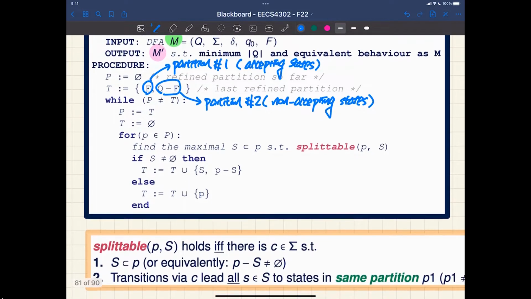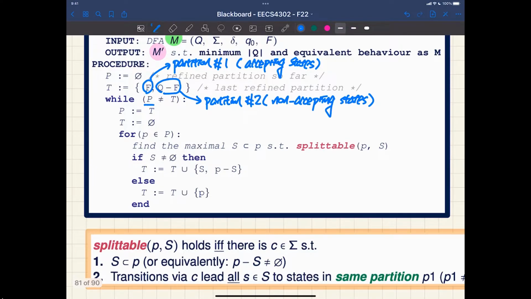Here we say while P is not equal to T. That's something I will try to explain a little more as we go over the example. When we say P equals T, it means it's time to exit from the while loop. P equals T means no more optimization can be done.